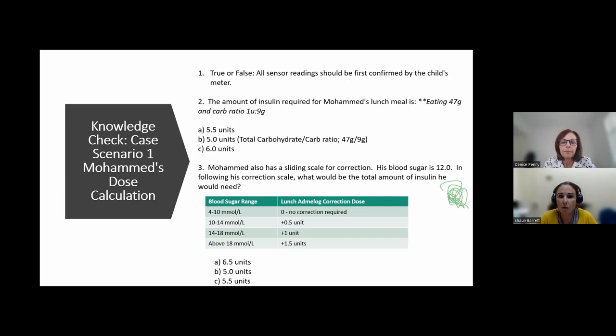So the amount of insulin required for Mohammed's lunch meal is A, 5.5 units, B, 5 units, C, 6 units. Again, he's eating 47 grams of carb and his carb ratio is 1 unit to 9 grams. Take your time going through these. And number 3, Mohammed has a sliding scale. His sugar is 12. In following this scale, what would be the total amount of insulin Mohammed would need? And you have the options between A, 6.5 units, B, 5 units, or C, 5 and 0.5 units. So just give everyone a few moments to do your math and answer the questions, and then we'll take up the answers.